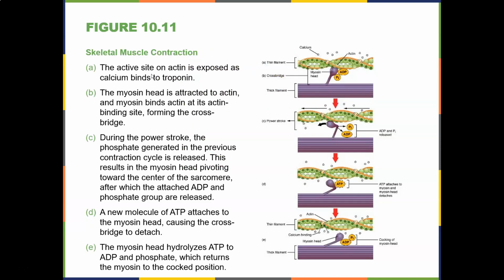Skeletal muscle contraction: the active site on actin is exposed as calcium binds to troponin. The myosin head is attracted to actin, and the myosin binds actin to its actin binding site, forming the cross bridge. During the power stroke, and again, that video was awesome, the phosphate generated in the previous contraction is released. This results in the myosin head pivoting toward the center of the sarcomere, after which the attached ADP and phosphate group are released. A new molecule of ATP attaches to the myosin head, causing the cross bridge to detach. The myosin head dehydrolyzes ATP to ADP and phosphate, which returns the myosin to the cocked position.